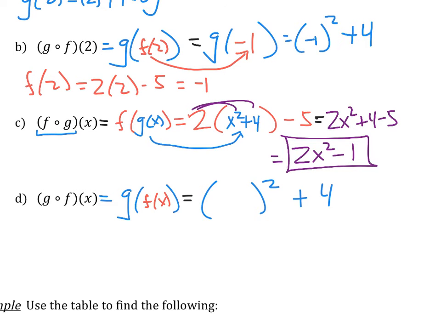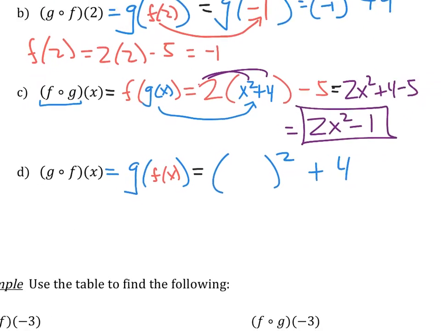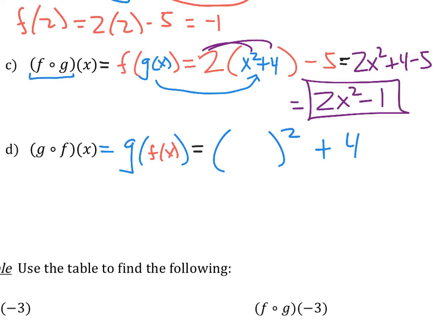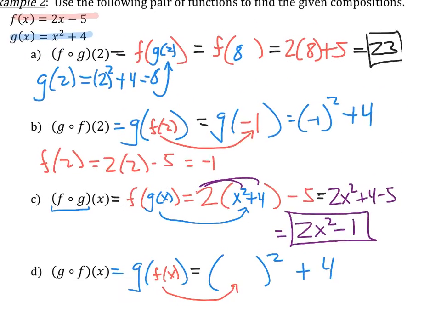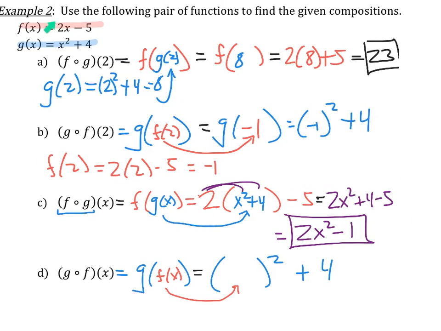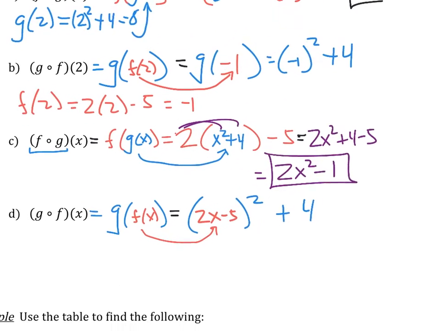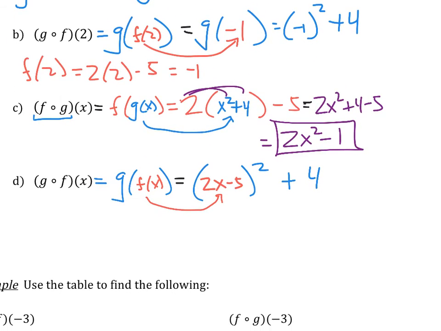So we're going to take x squared plus 4, but let's write it as blank squared plus 4. What is going on in the inputs here? What is going into the input? Well, f of x is going into the input. What is f of x? Let's look up here. f of x is 2x minus 5. So 2x minus 5 is going into the g function. That is the input. And now we just want to clean that up.